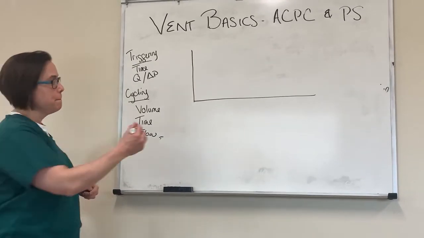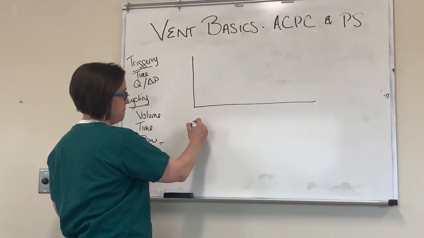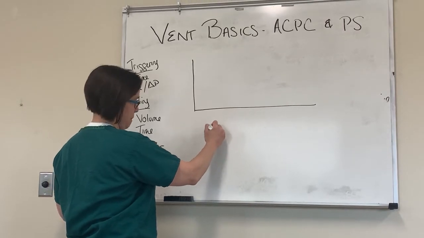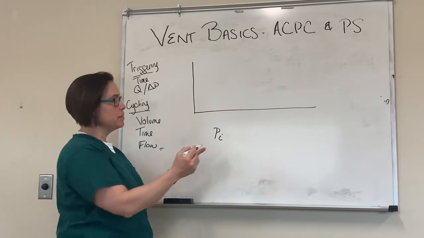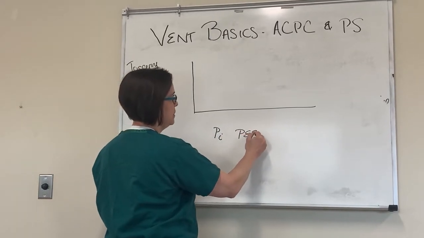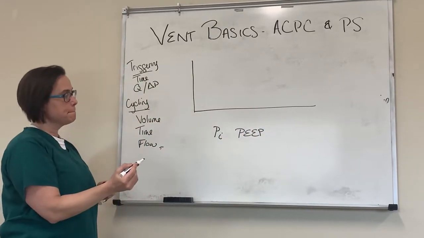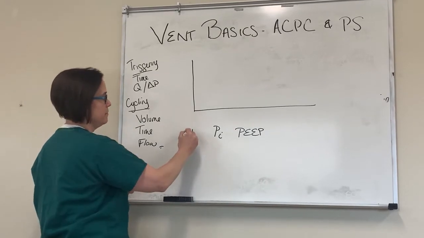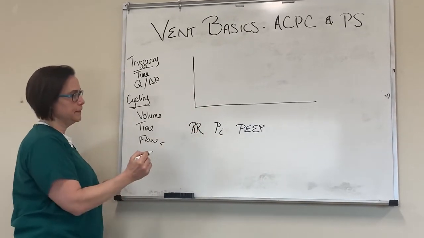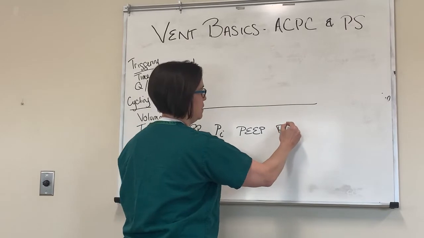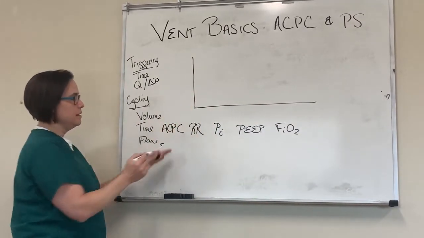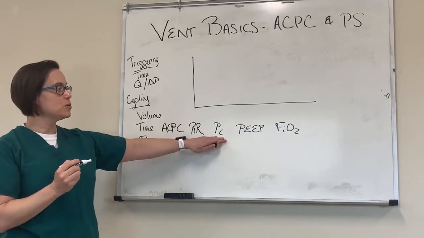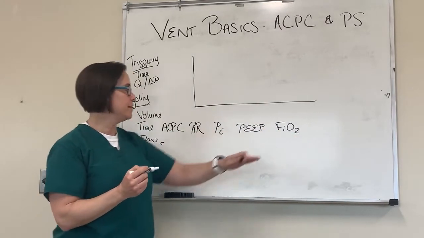You need to tell them what your pressures are, so your high and your PEEP. Okay, so I call it my PI, which is my inspiratory pressure. My PEEP, what else? You're also going to have to give them a rate. Okay, perfect. A respiratory rate. What else? And an FiO2. Perfect. And we're always going to start with our mode. So we're going to say ACPC, respiratory rate, an inspiratory pressure, a PEEP, and an FiO2.